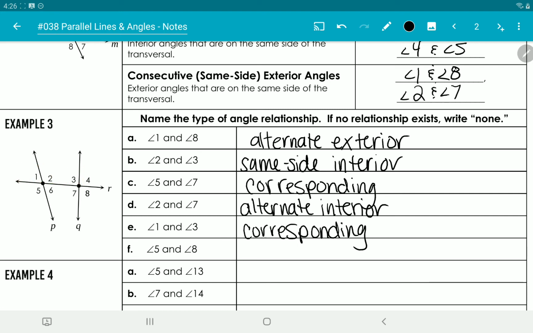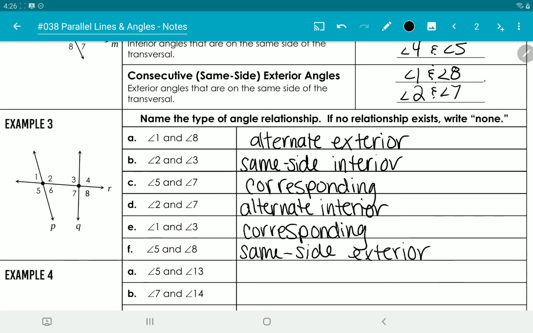And then last one for this picture, we have 5 and 8. Okay, you can see they are on the same side. They're both on the bottom of the transversal. And then they are on the outside of these two lines. Okay, so if you brought it around, you can see those are on the outside, so they are exterior angles.